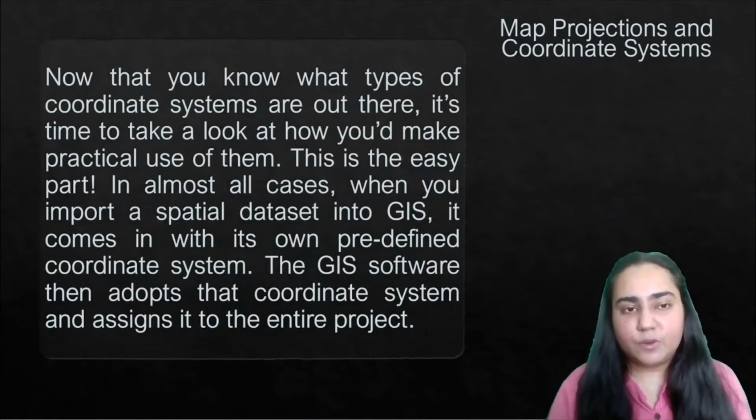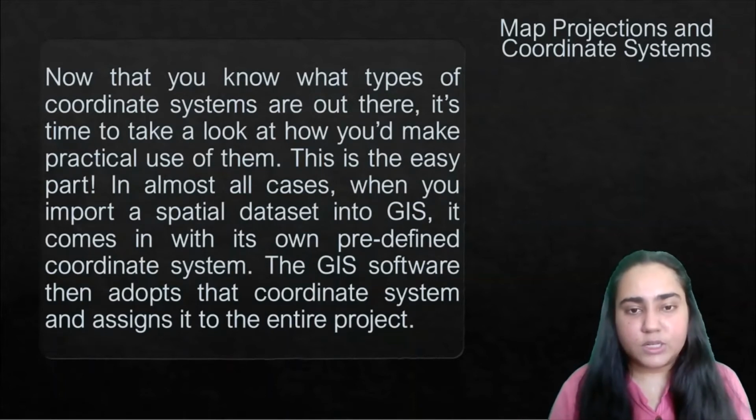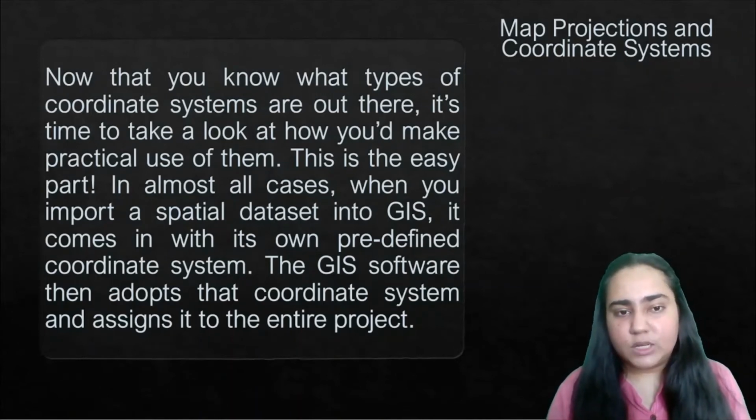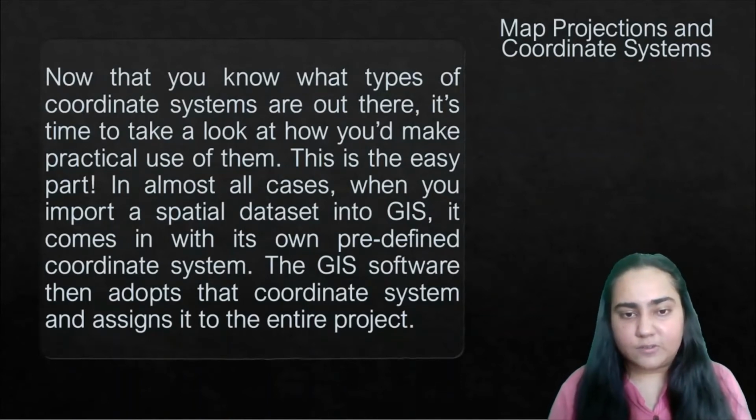Now that you know what types of coordinate systems are out there, it's time to take a look at how you'd make practical use of them. And this is the easy part. In almost all cases, when you import a spatial data set into GIS, it comes in with its own predefined coordinate system. And the GIS software then adopts that coordinate system and assigns it to the entire project. That's easy because every data set that comes into GIS usually has a coordinate system attached to it as well. We're going to see that with an example in one of the later videos.